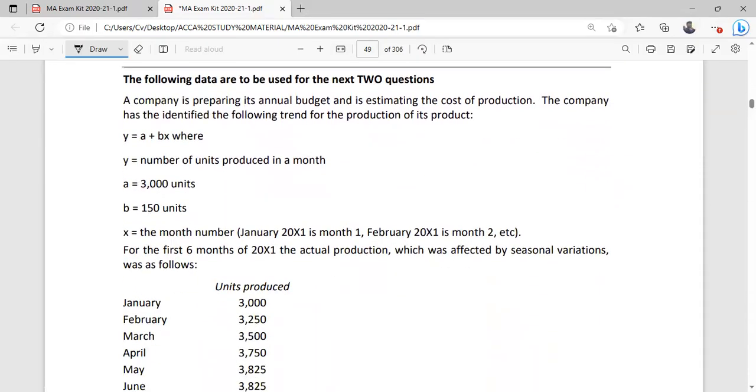Then the following data are to be used for the next two questions. A company is preparing its annual budget and is estimating the cost of production. The company has identified the following trend for the production of its product. Y is equal to A plus BX. A is 3000, B is 150, X is number of months. January 20x1 is month 1, February 20x1 is 2. For the first 6 months of 20x1, the actual production, which was affected by seasonal variation, is as follows.